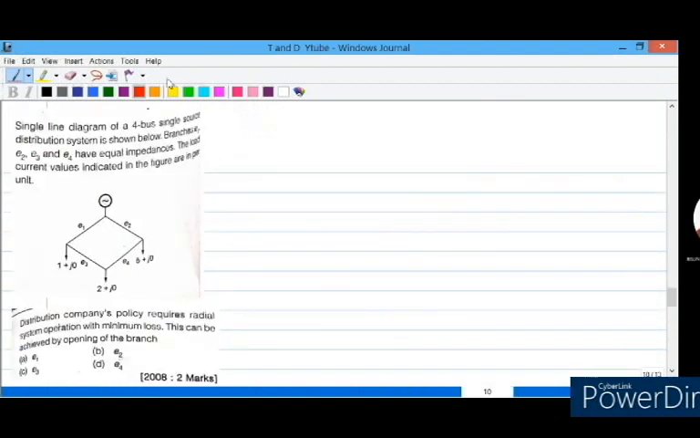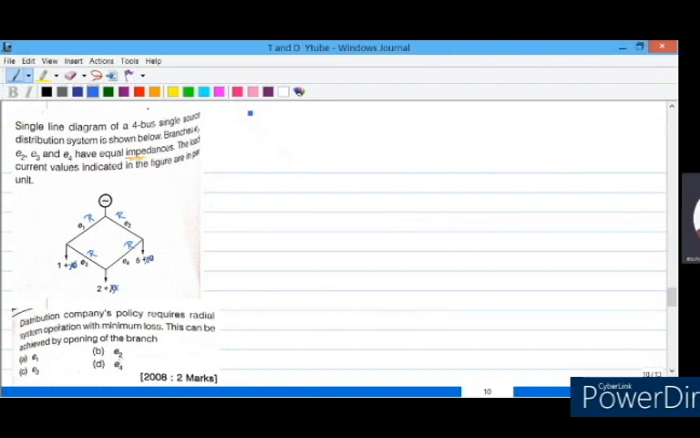Next problem. It is a distribution system. They have given 4 branches which have equal impedances, and the current values are given in the figure. As it is equal impedance, we'll take the resistance as R in all the branches, and the current values are given as 1 plus j0. So this j is only to give you some confusion. We can neglect this j0.